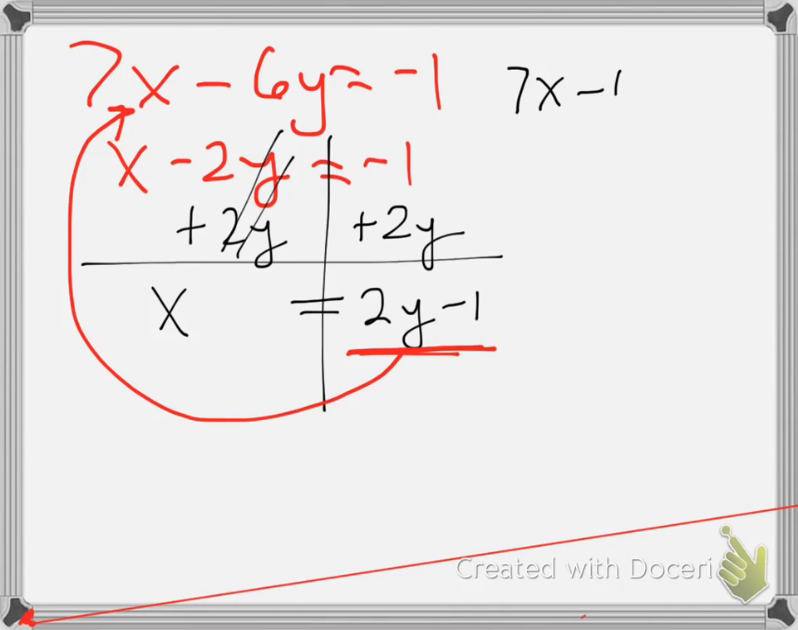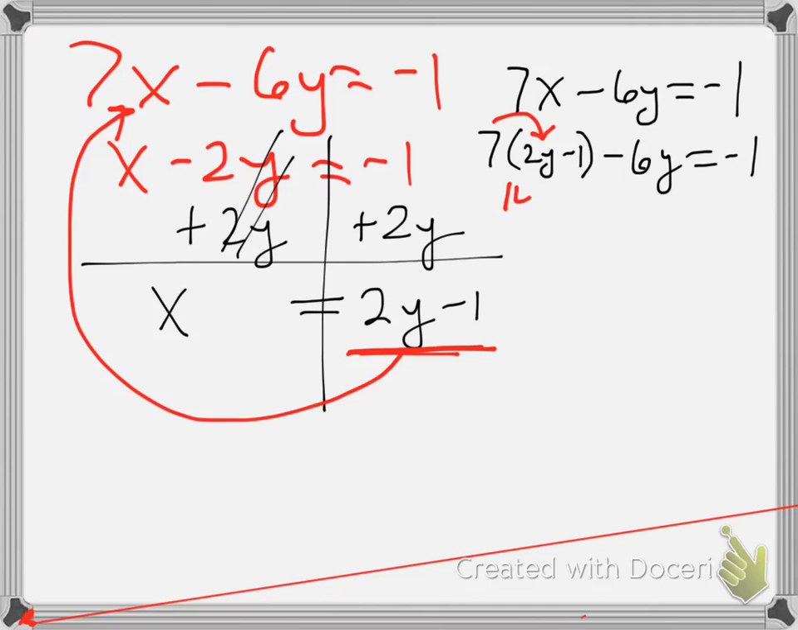7x minus 6y equals negative 1. But x is what we're going to replace. So 7x minus 6y equals negative 1, but x is really 2y minus 1. So 7 times 2y is 14y. 7 times 1 is 7. Minus 6y equals negative 1.